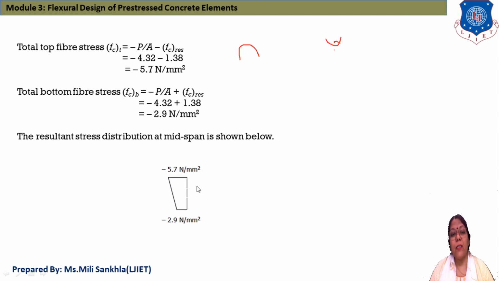This one is the resultant stress distribution diagram for our given simply supported beam, which is subjected to UDL 45 kilonewton per meter.